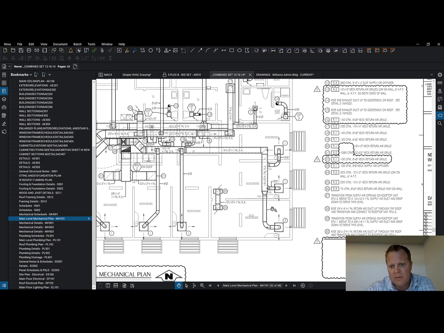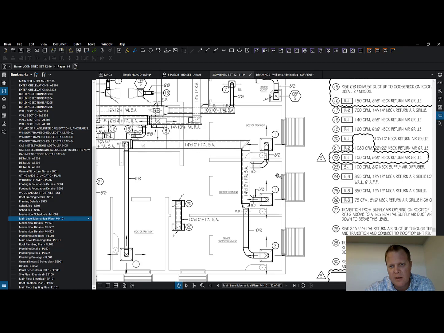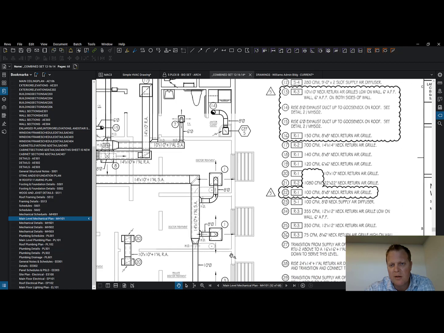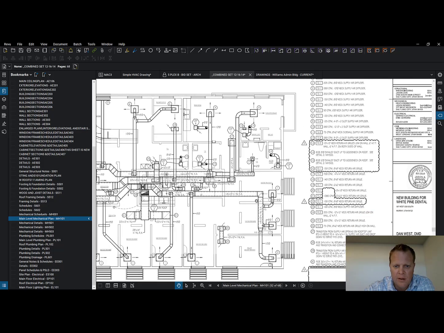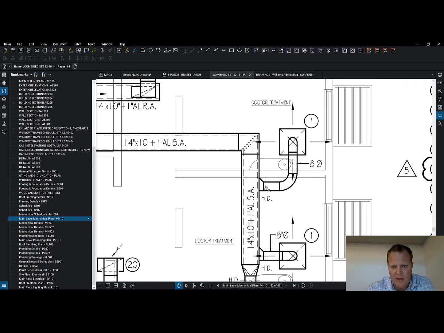Number 1. What does number 1 say about all these? Number 1, number 3. I'll bet they're talking about the volume of air. Yes, 200 CFM, 8-inch neck supply diffuser. Number 3, 280 CFM. So what's this hand damper doing? Well, they turned the damper.